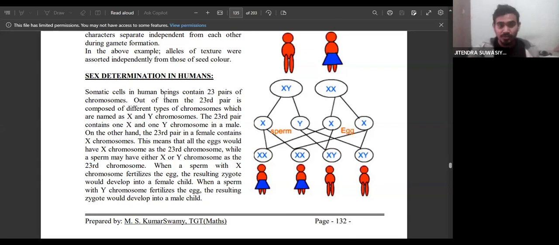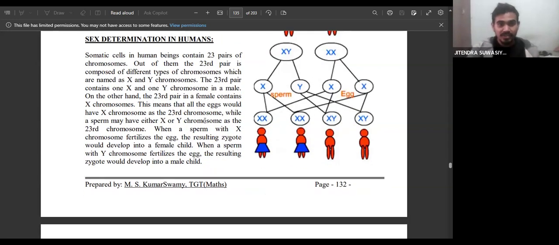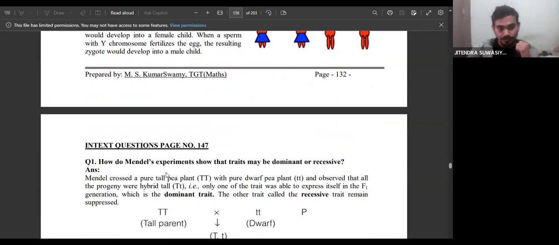Okay, so a somatic cell in humans contains 23 pairs of chromosomes. Out of them, the 23rd pair is composed of different types of chromosomes, which are named X and Y chromosome. The 23rd pair contains one X and one Y chromosome in a male. On the other hand, the 23rd pair in a female contains two X chromosomes. This means that all eggs would have an X chromosome as the 23rd chromosome, while a sperm may have either X or Y chromosome as the 23rd chromosome. When a sperm with an X chromosome fertilizes the egg, the resulting zygote would develop into a female child, and when a sperm with a Y chromosome fertilizes the egg, the resulting zygote would develop into a male child.